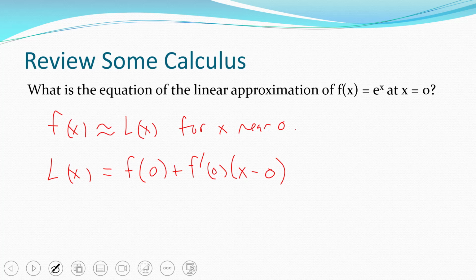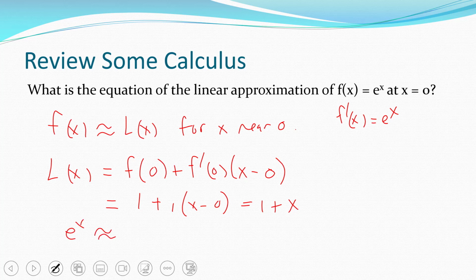So I just need to know what the derivative is. So we know the derivative of f is e to the x. So f of 0 is e to the 0, which is 1, plus f prime of 0, that's again e to the 0, that's 1, times x minus 0. That is 1 plus x. So e to the x is about the same as 1 plus x for x near 0.